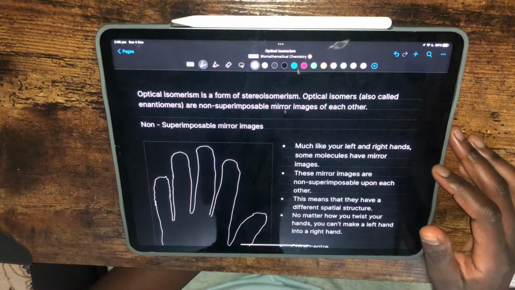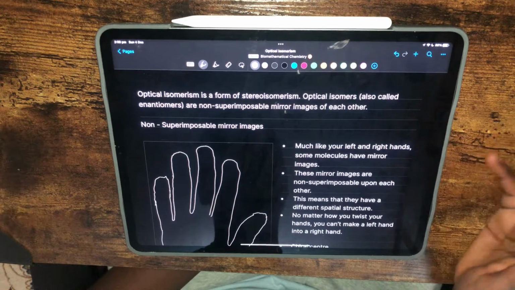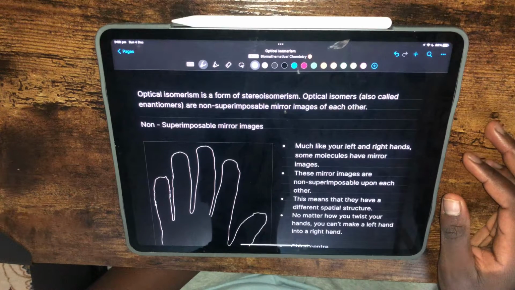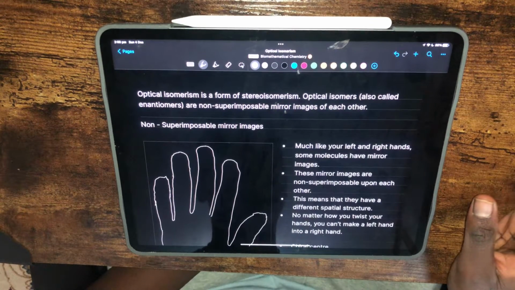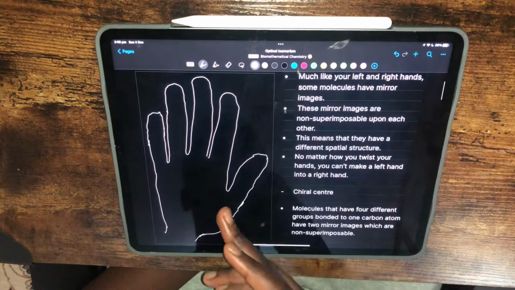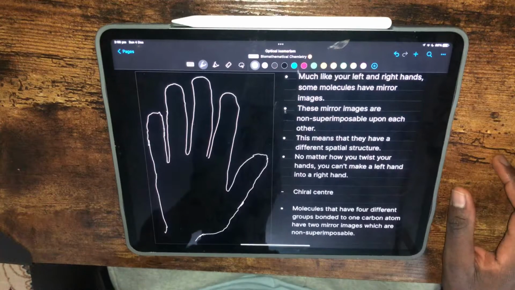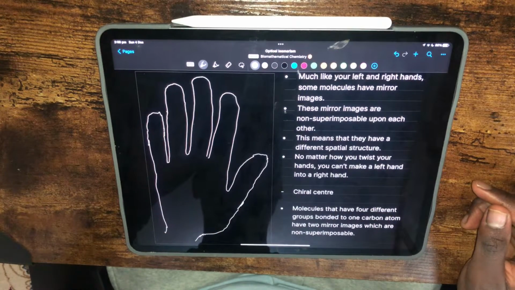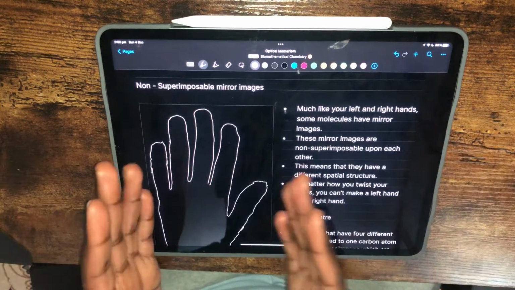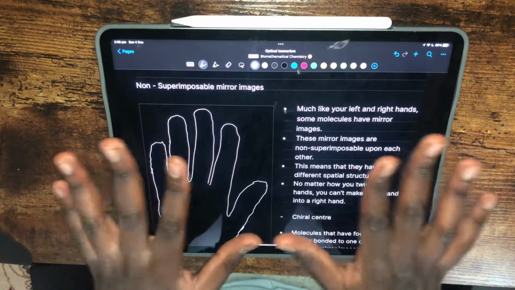So, optical isomerism is a form of stereoisomerism, and optical isomers, also called enantiomers, are non-superimposable mirror images of one another. So you're probably thinking, why have I done this? This is an outline of my hand. This took a bit of time because I made mistakes, and I also had to shrink it down a little bit so it fits on the page. But the reason I've done that is because your hands are examples of non-superimposable mirror images. It's a perfect example that's always shown.